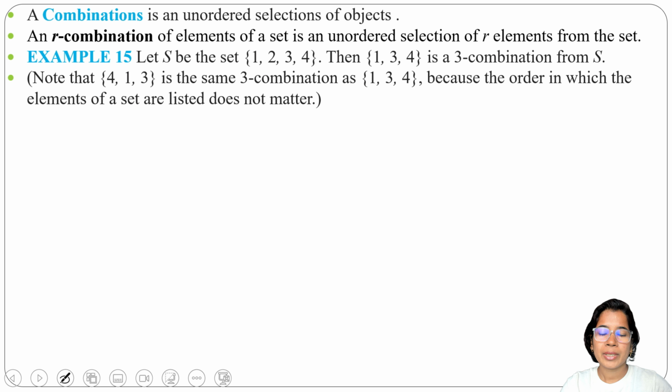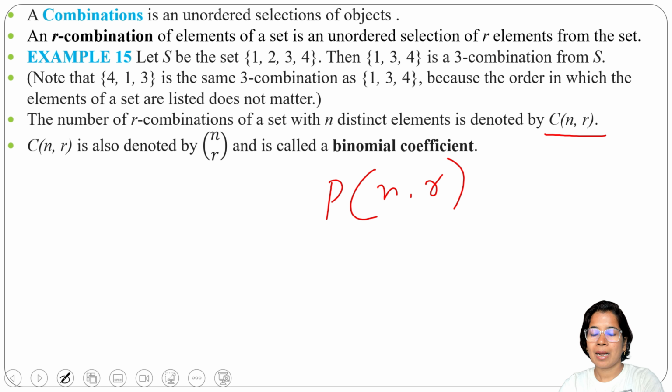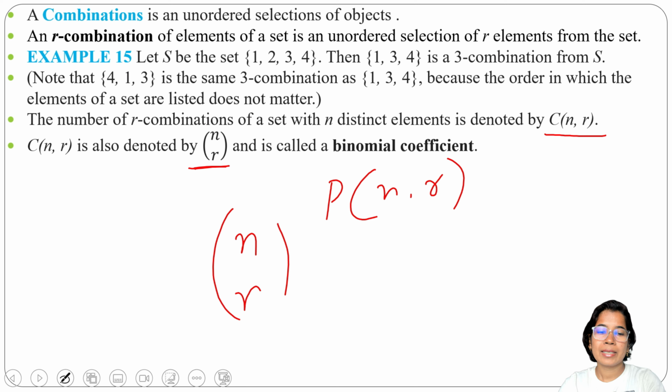So the r-combination of n distinct elements is denoted by C(n,r). Permutation we denote by P(n,r) and combination we denote by C(n,r): C for combination, P for permutation. Now C(n,r) can also be denoted simply as (n r), which stands for the combination of n and r, and this is called the binomial coefficient.